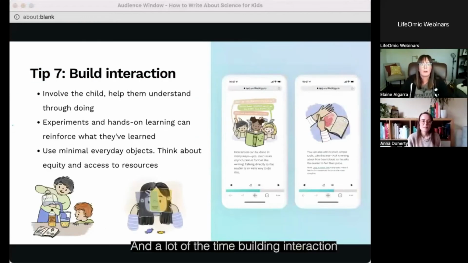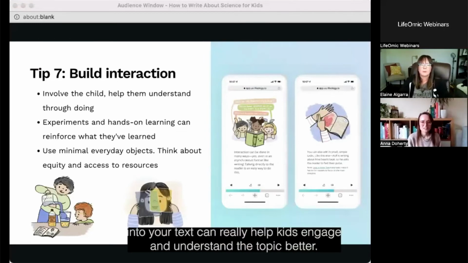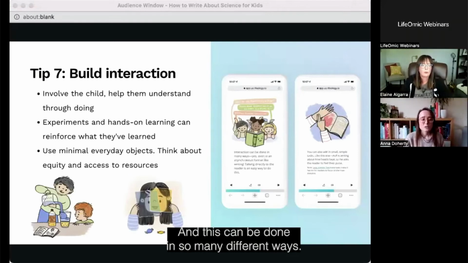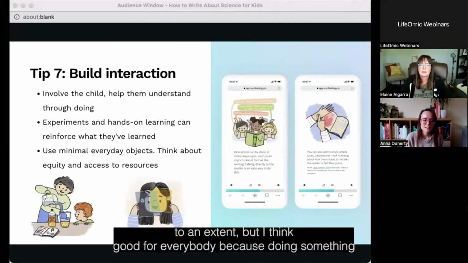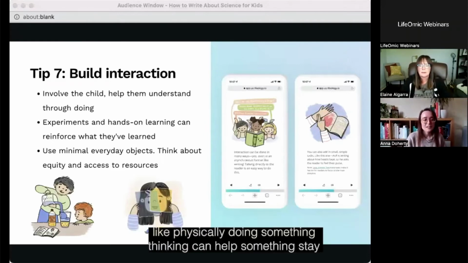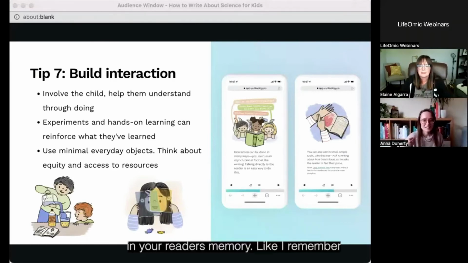And a lot of the time, building interaction into your text can really help kids engage and understand the topic better. And this can be done in so many different ways. And this is especially good, I think, for kinetic and tactile learners to an extent, but I think good for everybody, because doing something, like physically doing something, can help something stay in your reader's memory.